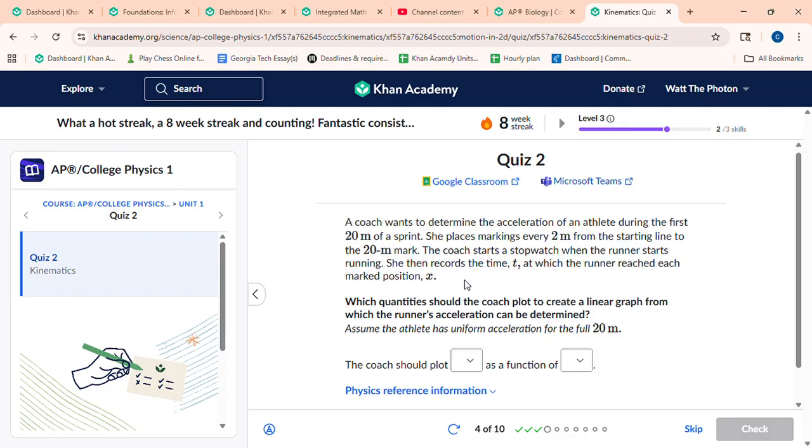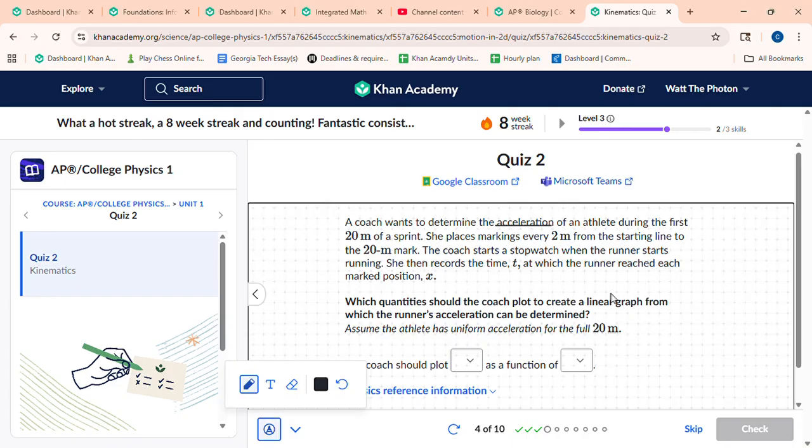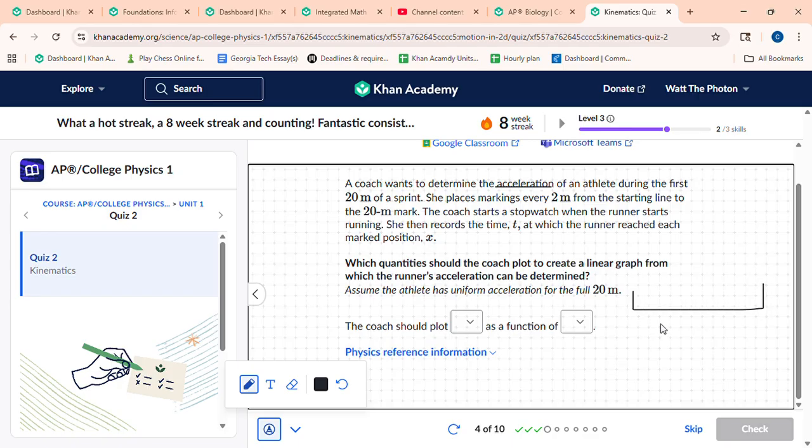The coach wants to determine the average acceleration of an athlete during the first 20 meters of a sprint. She places markings every 2 meters from the starting line to the 20-meter mark. Okay, so we have the acceleration. We have 20 meters, and she places markings every 2 meters, from the start line to the 20-meter mark.